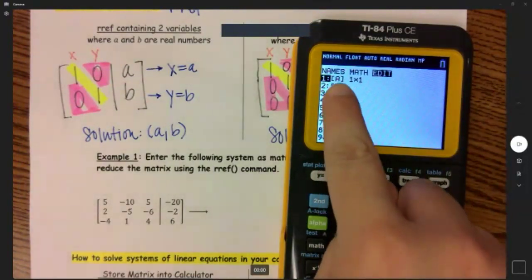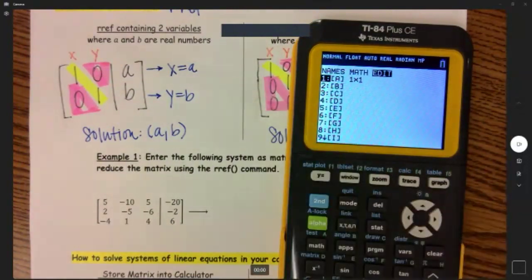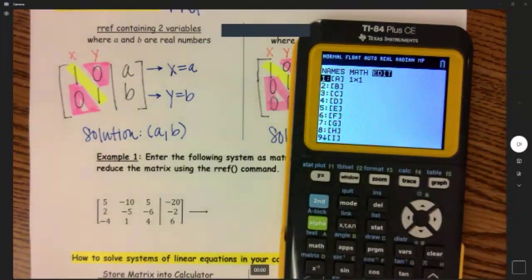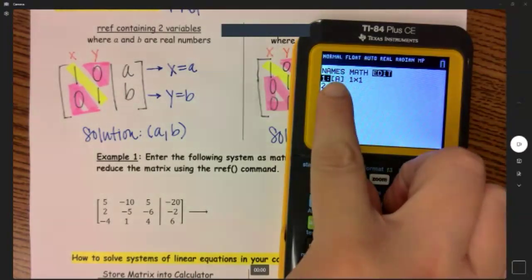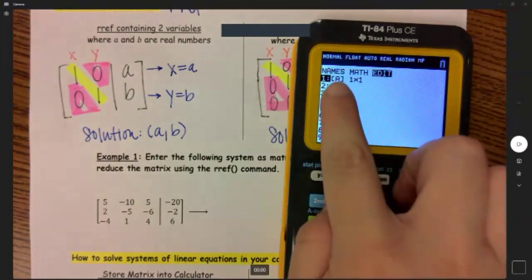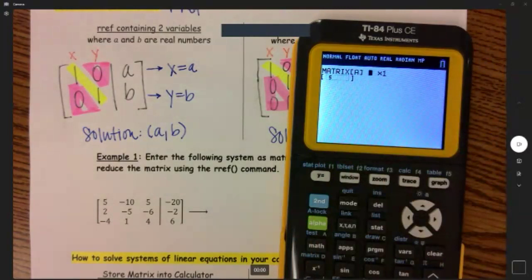Now I always edit matrix A. I never mess around with B, C, D, and so on. You would want to program this for multiple matrices if you were wanting to do different things with different matrices, like add them together, multiply them together, stuff like that. But we're not going to be doing multiple things with different matrices at one time. So I would honestly always stick to matrix A, but it's your preference. So I'm at matrix A, so I'm going to hit enter, and I'm going to enter this in.